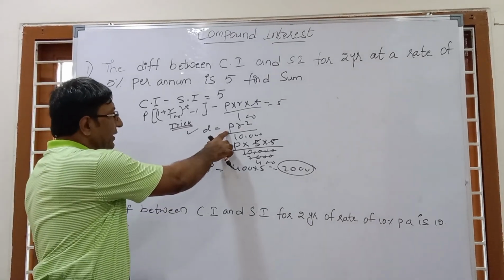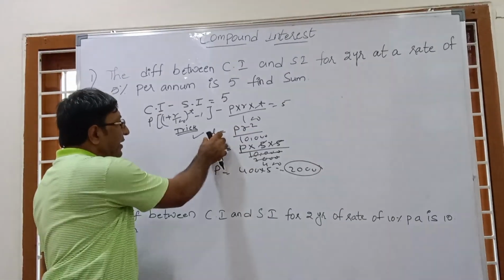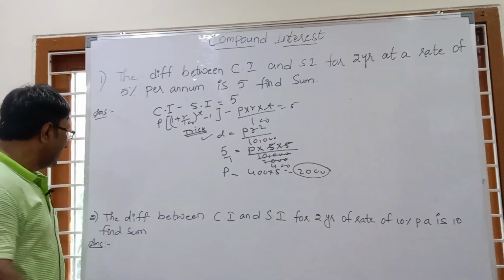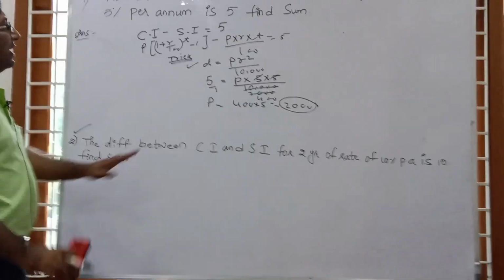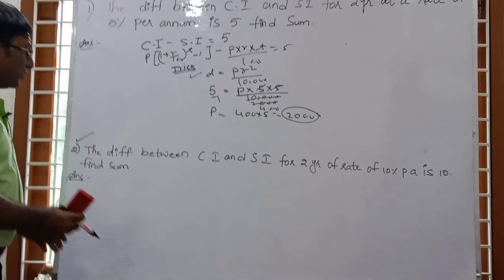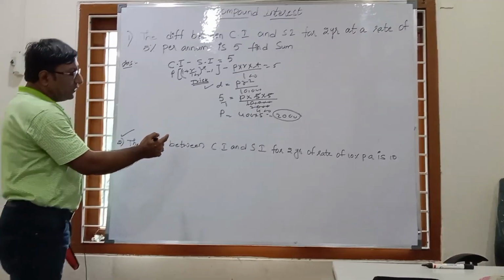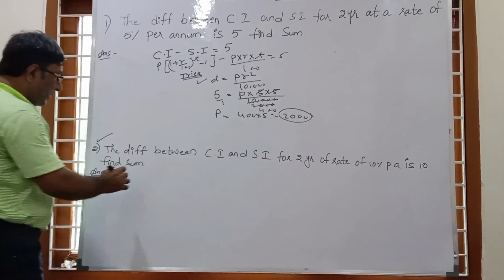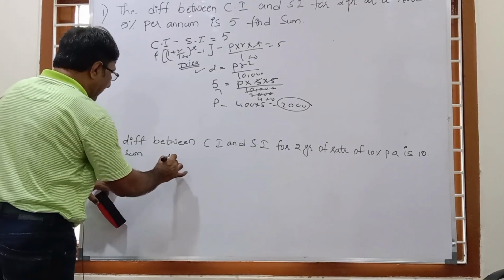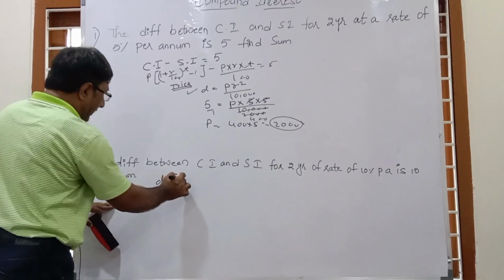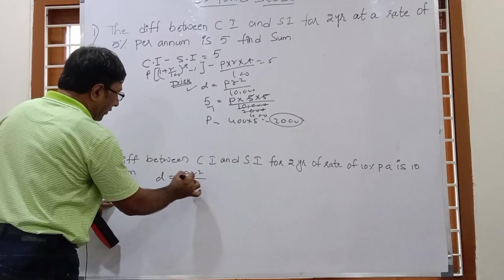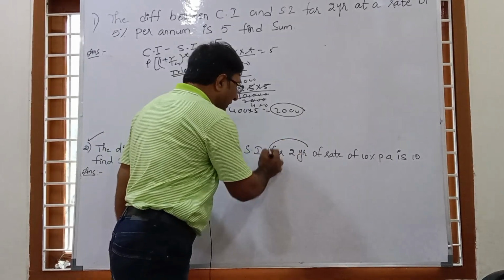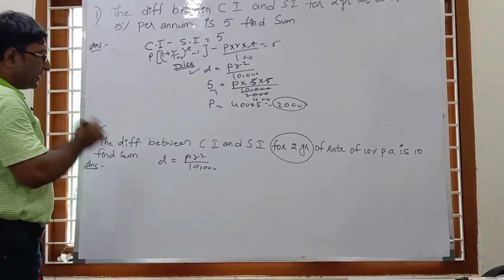Suppose principal is given and rate of interest is given, then we can find the difference of compound interest and simple interest with the help of this formula. Now see the second question, we are applying the same tricky rule. In this question, the difference between CI and SI for 2 years at a rate of 10% is 10, and we have to find the sum. We apply the same technique: D, the difference of compound interest and simple interest, equals PR square upon 10,000. This technique is applicable only when time is 2 years. Here time is given as 2 years, so we are applying the same technique.